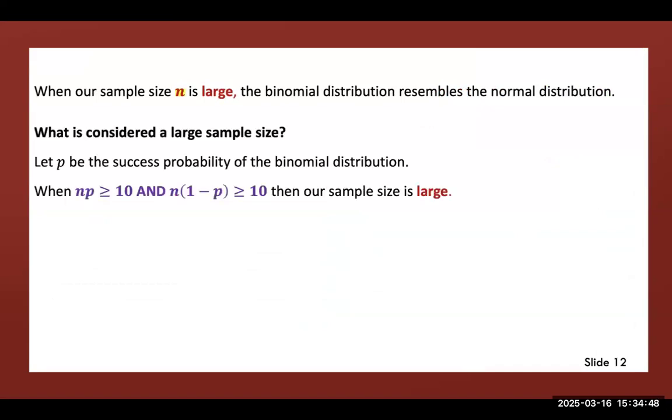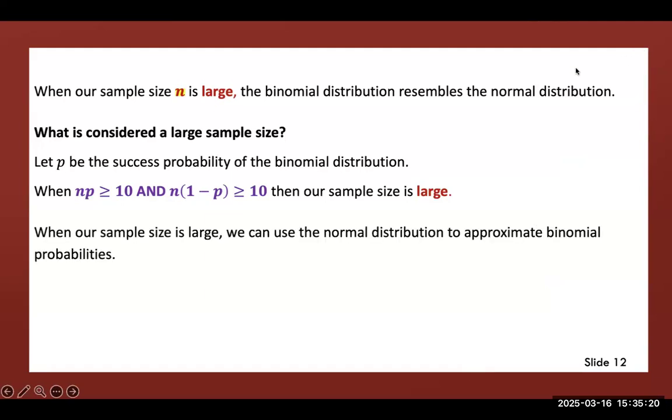What is large? If you have a success probability and you take whatever your sample size is and multiply by that success probability, if you get a number greater than or equal to 10, and the failure probability times the sample size is also greater than or equal to 10, then we consider this a large sample size, and the binomial distribution will resemble the normal distribution. So when our sample size is large, we can use the normal distribution to approximate binomial probabilities.